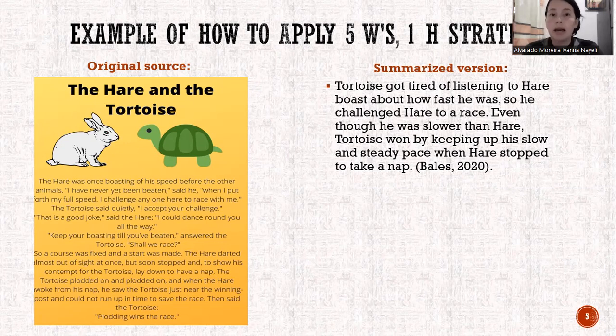Okay, these questions are: first, who is the story or text about? What did the author do? When did the action take place? Where did the story happen? What did the main character do? How did the main character do what he or she did? Okay, this is a good way to summarize a fable or a story applying the 5W1H strategy.